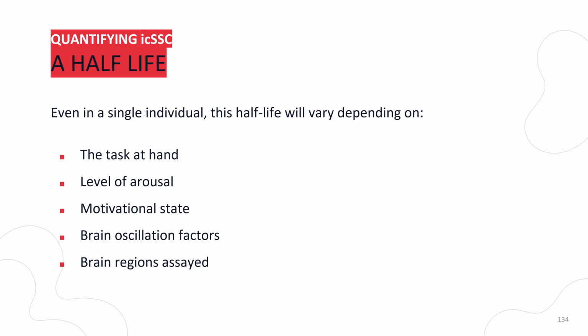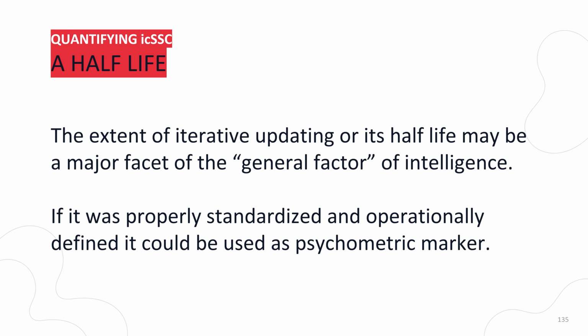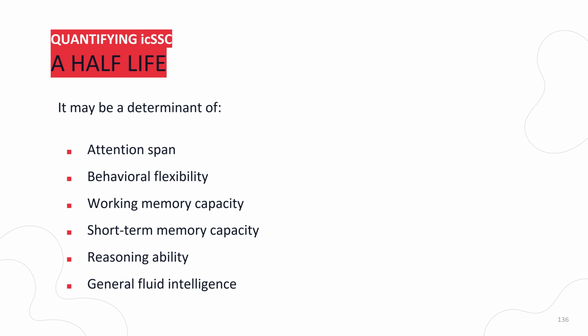It's important to mention that even in a single individual, this half-life will vary depending on the task at hand, the level of arousal, the motivational state, brain oscillation factors, and brain regions assayed. So your half-life depends on what you happen to be doing at the time. The extent of iterative updating, or its half-life, may be a major facet of the general factor of intelligence. If it was properly standardized or operationally defined, it could be used as a psychometric marker.